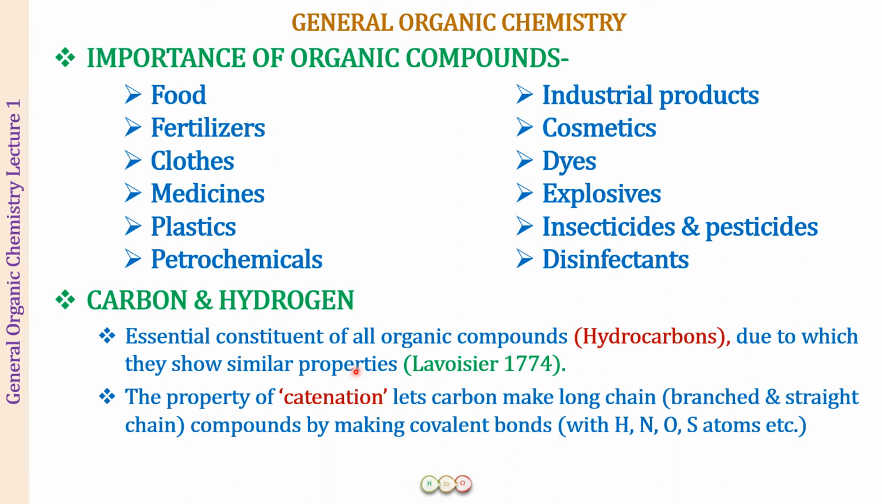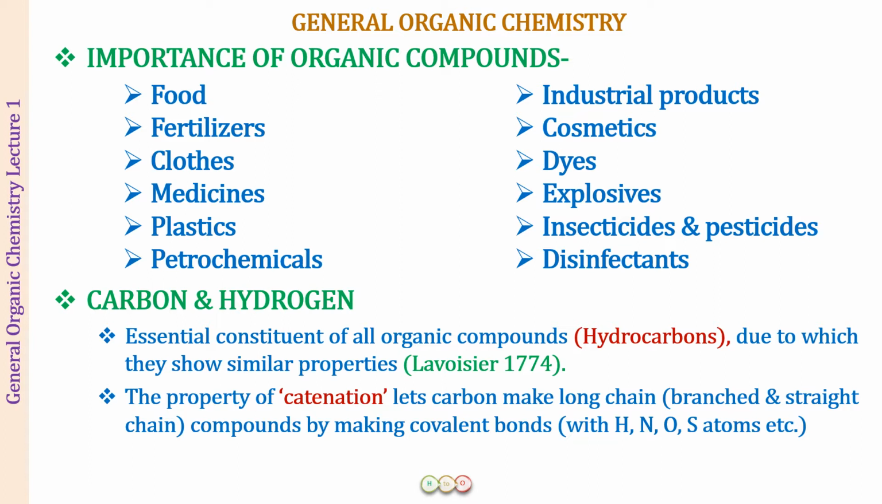Out of these two, carbon and hydrogen, we have the property of catenation for carbon. It is a unique property of carbon that it makes long chains, whether straight or branched, which we will be seeing in further lectures. It does so by covalent bonding with hydrogen, nitrogen, oxygen, sulfur, even with itself. So many carbon atoms join in long chains, and that is why we have a large number of organic compounds.